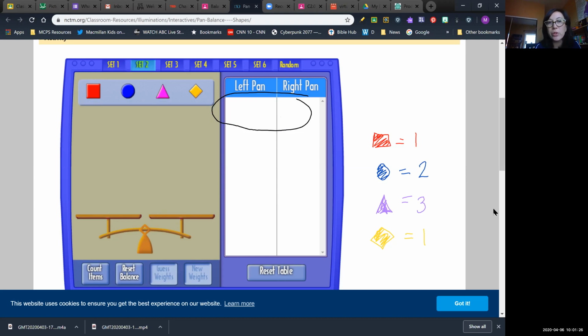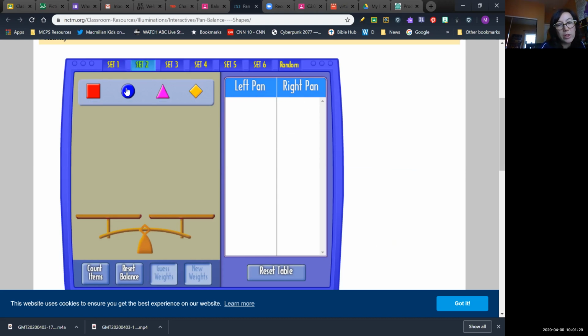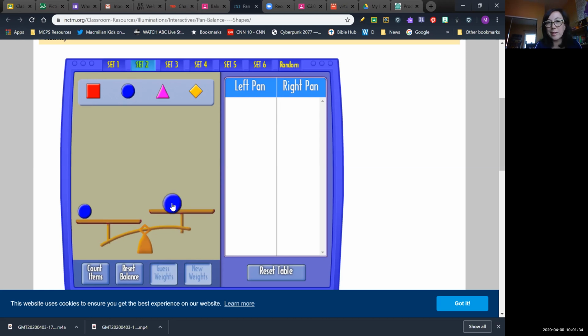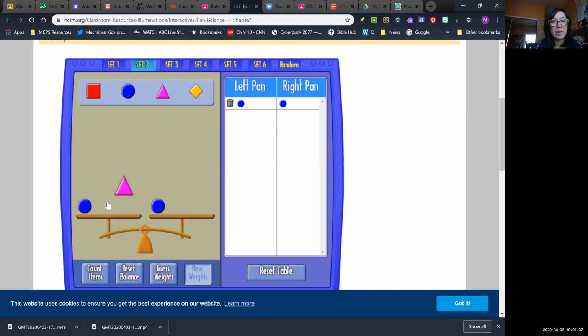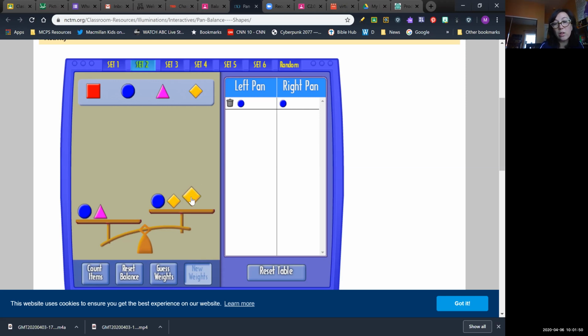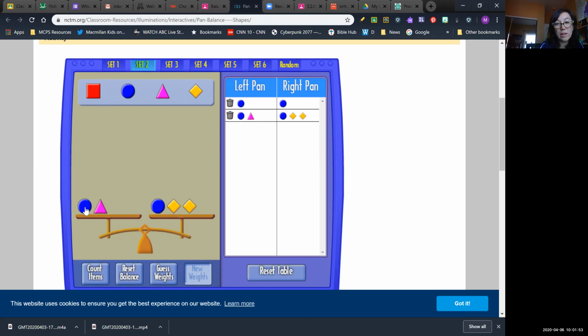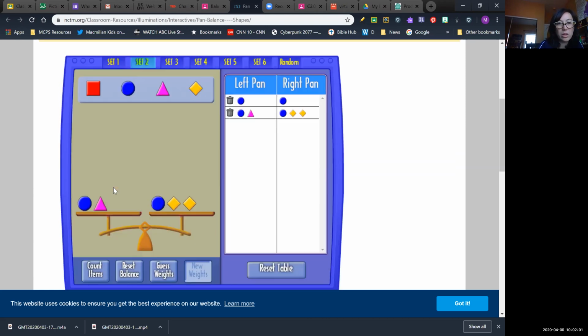I'm going to do one more so you can see what I'm doing. And you can try out any combination you want. Obviously a circle and a circle are equal to each other. That just doesn't help you figure anything out. Triangle, let's see, diamond. So this means that the triangle weighs more than the diamond. So how many diamonds is one triangle? Looks like a triangle equals 2 diamonds. You can just click on the shape to make it go away.